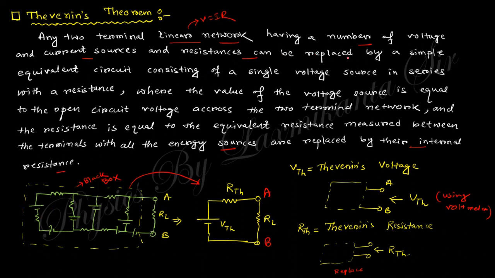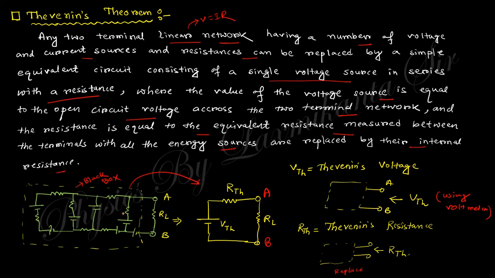A resistor can be replaced by a simple equivalent circuit constituting a single voltage source in series with a resistance, where the value of the voltage source is equal to the open circuit voltage. It is called open circuit voltage because if you open this resistance, this voltage is known as the open circuit voltage across the two terminal network, and the resistor is equal to the equivalent resistance measured between the two terminals with all energy sources replaced by their internal resistance. So I think you are clear about the Thevenin theorem.